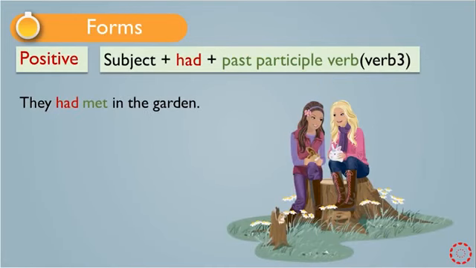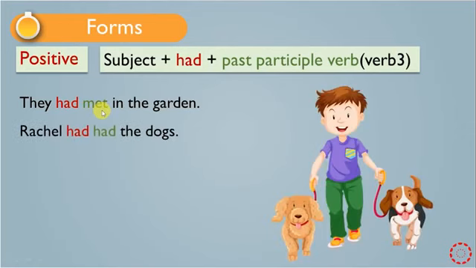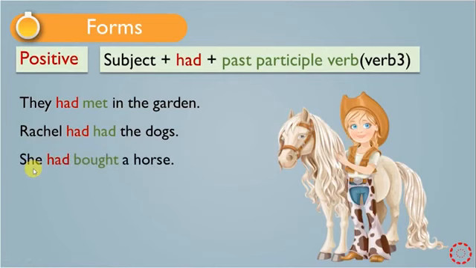Look at these examples. The first one, they had met in the garden. We have had, and after had we should use the past participle of the verb, which is met. The second one, Rachel had the dogs. After had we have had, which is the past participle of the verb have. And the third one, she had bought a horse. Bought is the past participle of the verb buy.